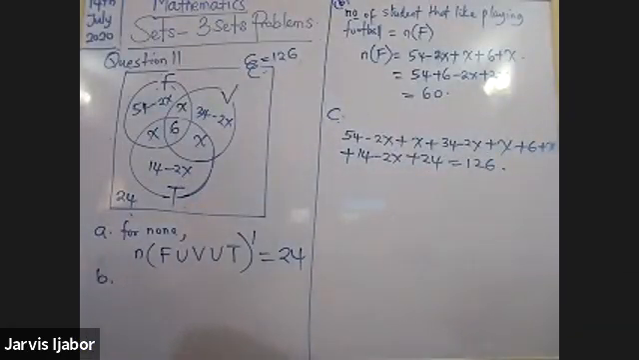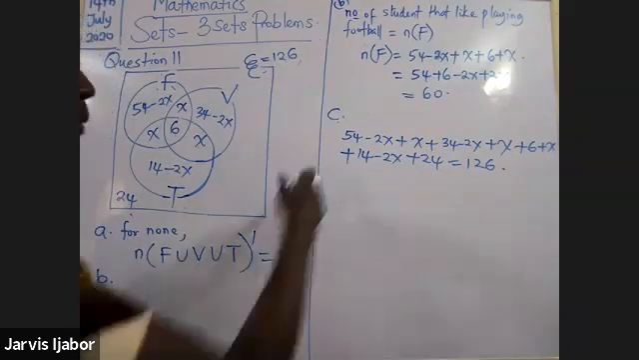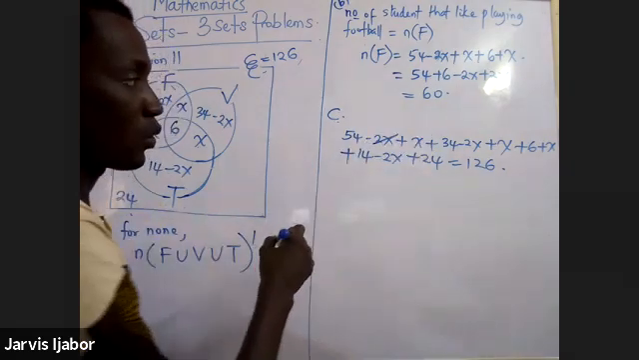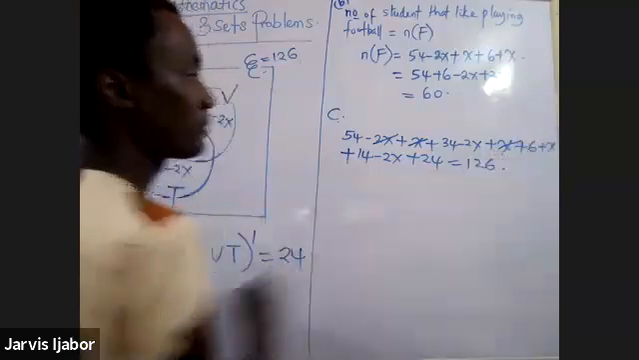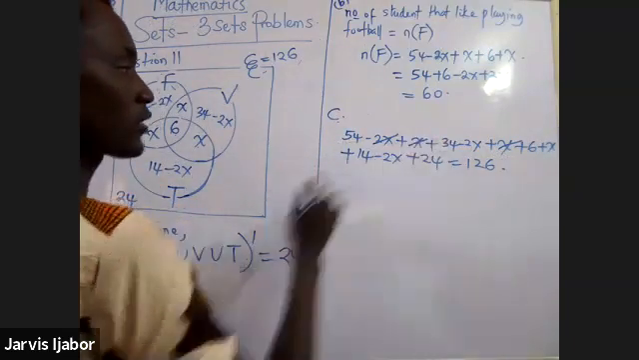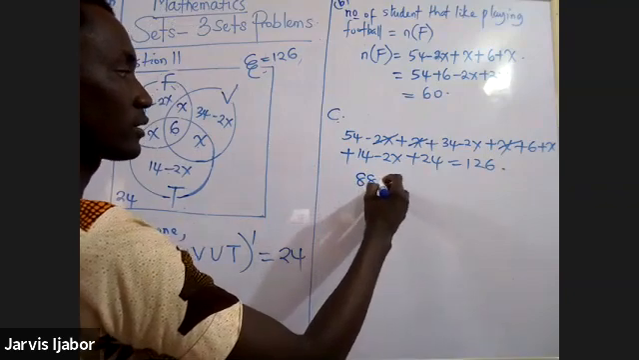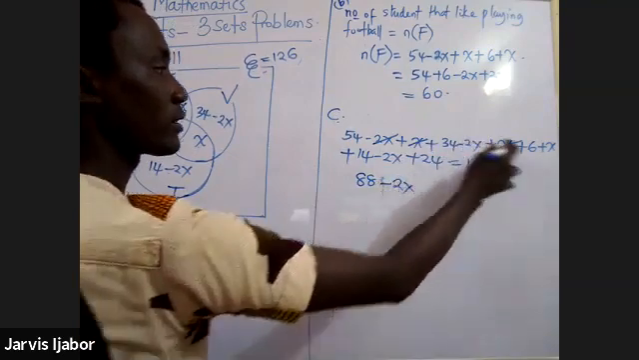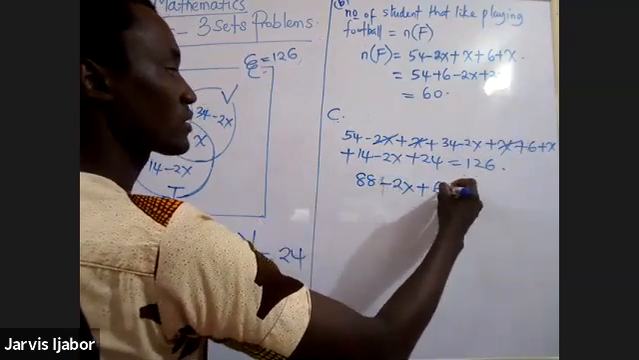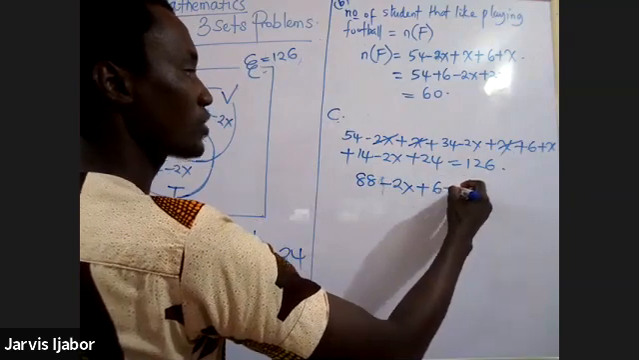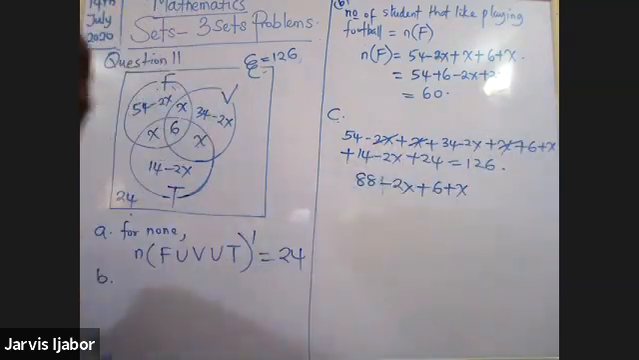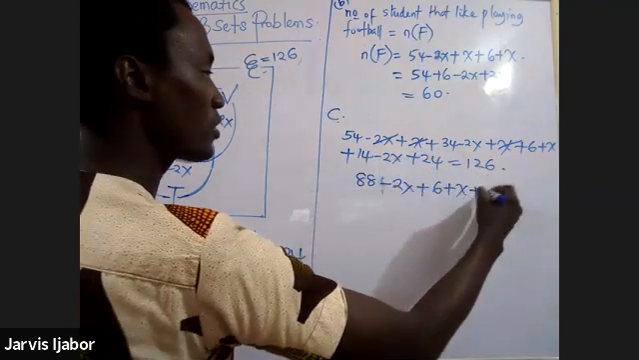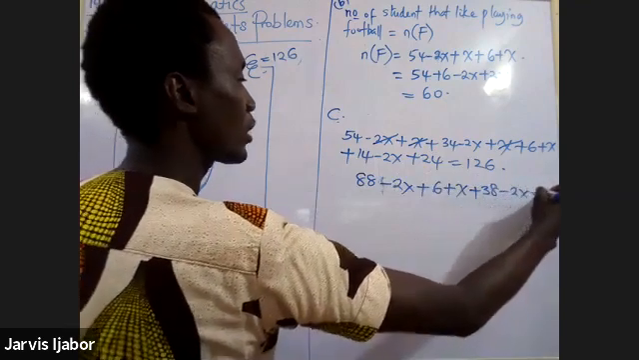Now, how do you go from here? Some of us will maybe begin to want to collect like terms, but if you look at this closely, this 2x will take this x and this x away. So I can add this 54 plus 34 will give me what? It is 88 minus 2x plus 6 plus x. I just want to take all at the first slide together so that we don't mix them up. Then I take this 14 plus this will give me plus 38 minus 2x equal to 126.